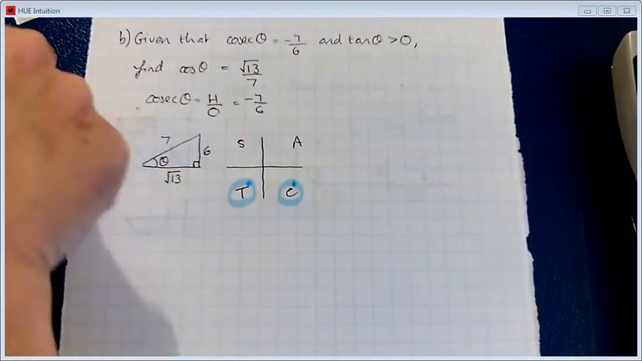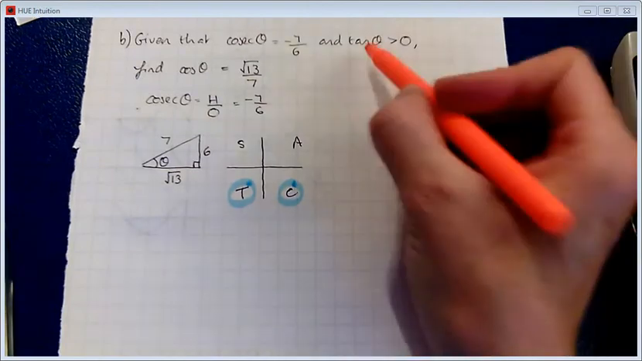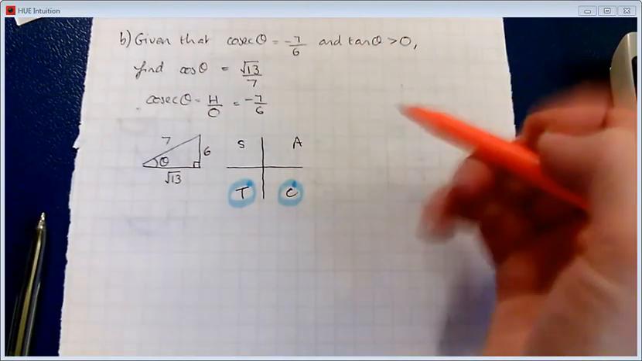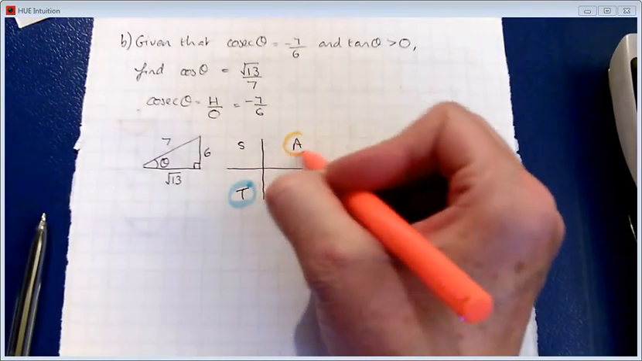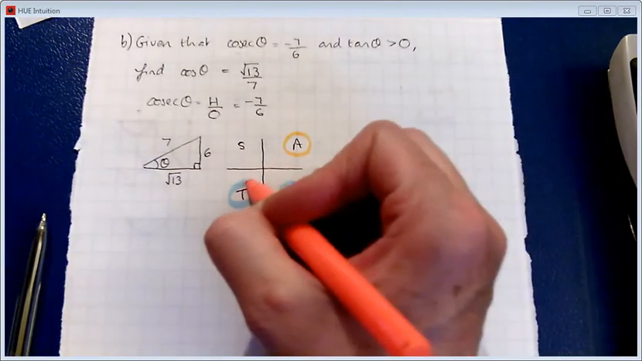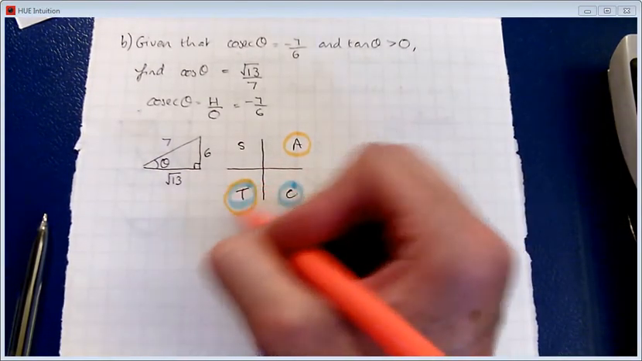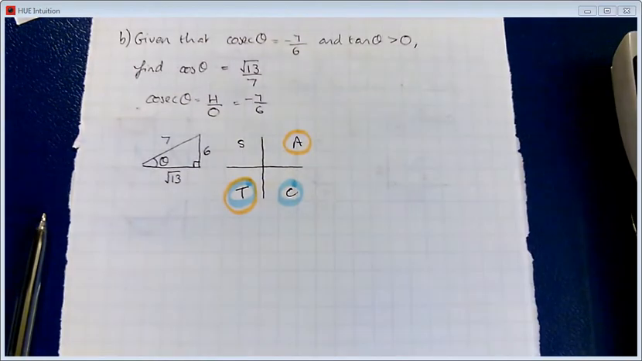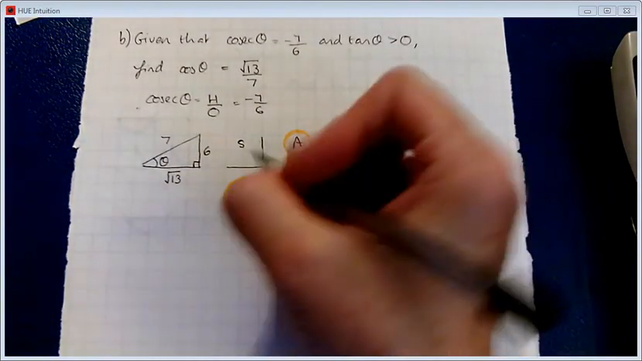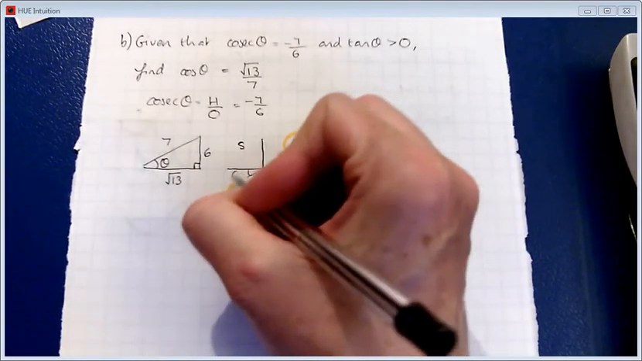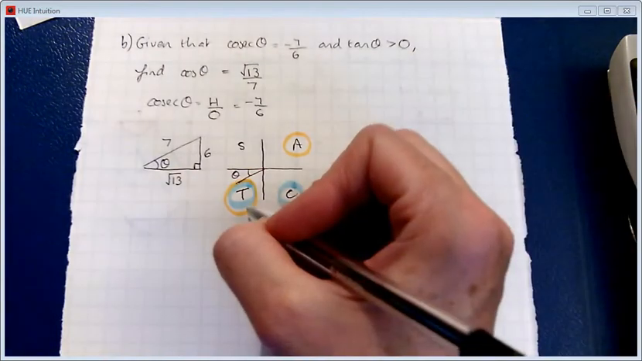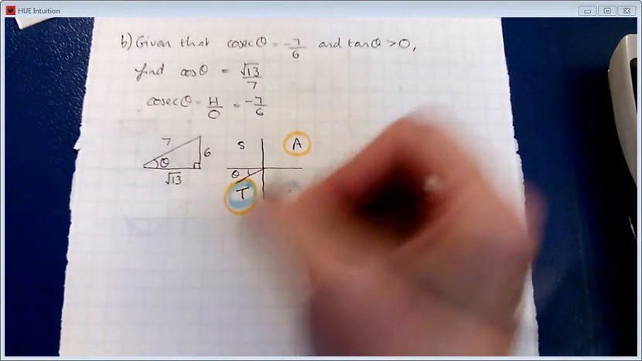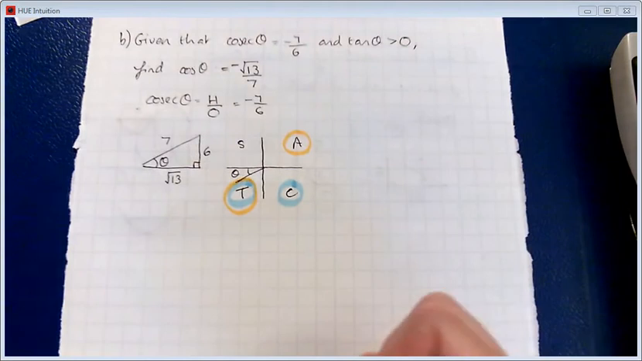Then we're also told that tan is greater than 0. So tan is greater than 0 in the A zone, where all are positive, and in the T zone. So this is our overlap. So we know that our angle must lie in this quadrant. And we know that in this quadrant, the only thing positive is tan, so cos is negative.